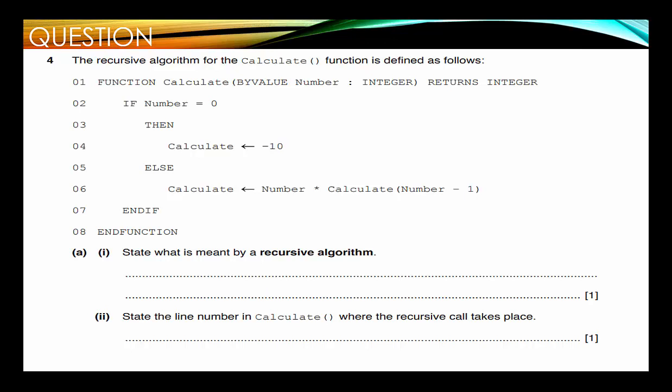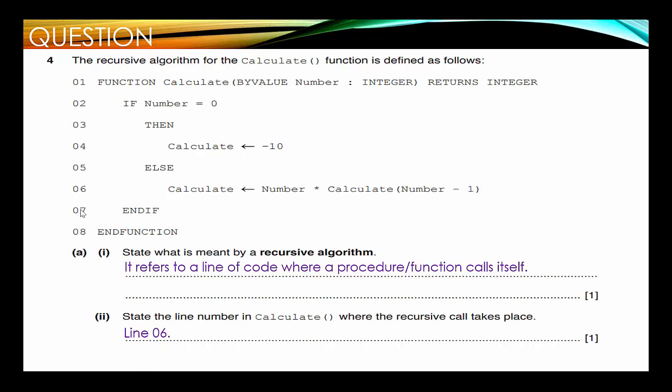So what is meant by a recursive algorithm? They just want to know, can we define what a recursive algorithm is? It refers to a line of code where a procedure or function calls itself. Then for part 2, state the line number in calculate where the recursive call takes place. Where is it calling itself? Here we can see calculate becomes -10. That's not calling itself, that's assigning a value to calculate. Here, it calls itself. Calculate becomes number times calculate, then in parentheses, number minus 1. So that happens on line 06 or simply line 6.